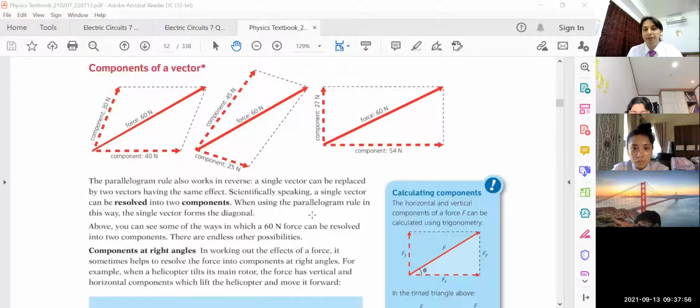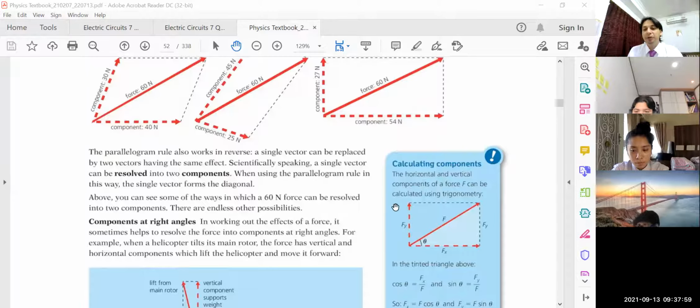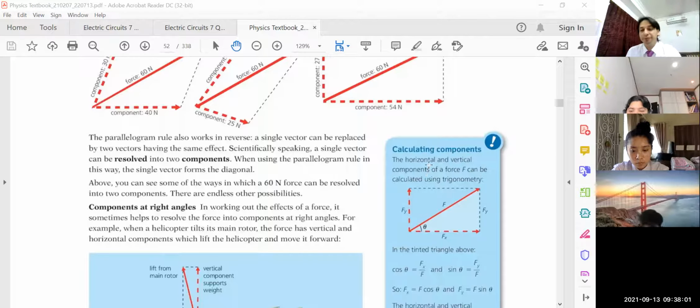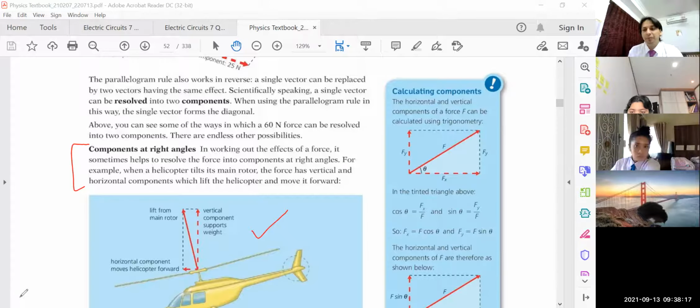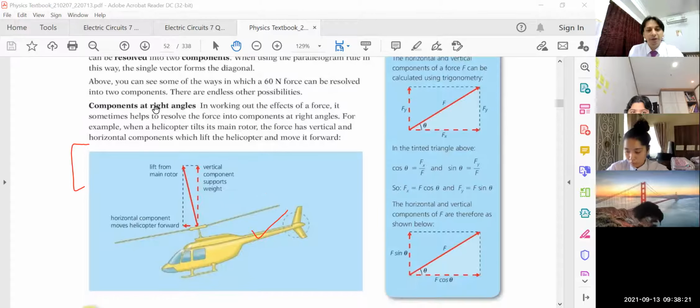For today, we have a very important topic, and that is called calculating components of a vector. Now, this is the situation, children. I think before going to the situation, let me read from here. Children, look at this diagram of a helicopter, and from here, listen carefully, children, and observe this diagram.